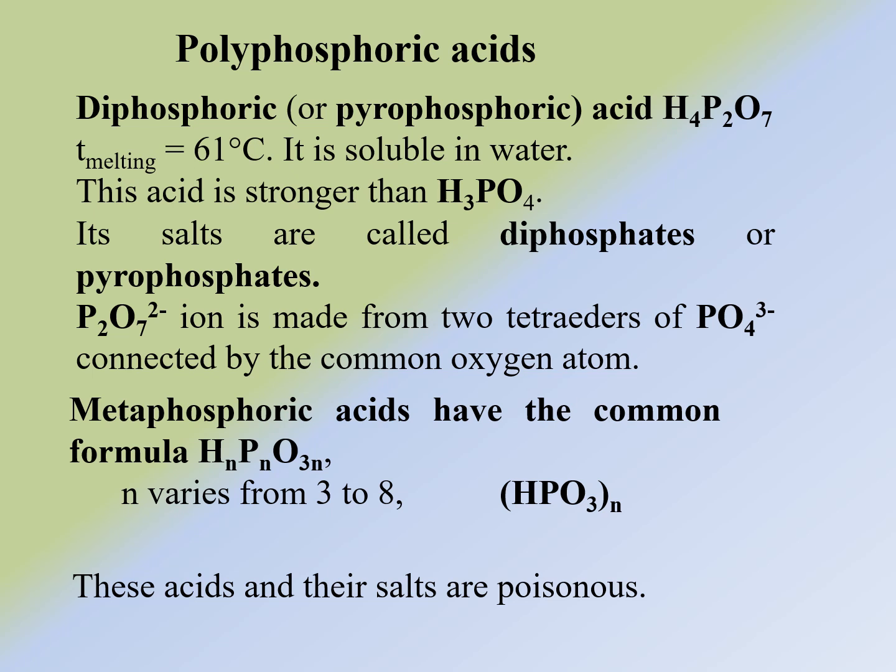Among polyphosphoric acids, we can mention diphosphoric or pyrophosphoric acid with a formula of H4P2O7. Pyrophosphates are produced in many biological syntheses. And what's interesting is that this acid, pyrophosphoric acid, is stronger than orthophosphoric one.